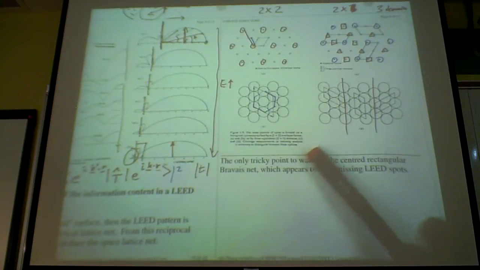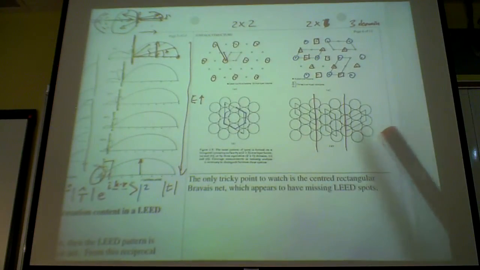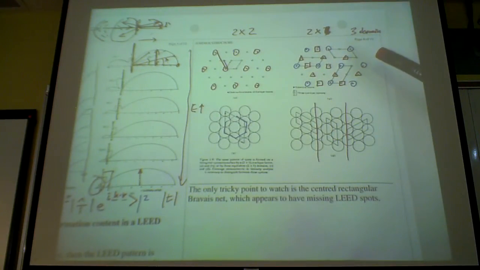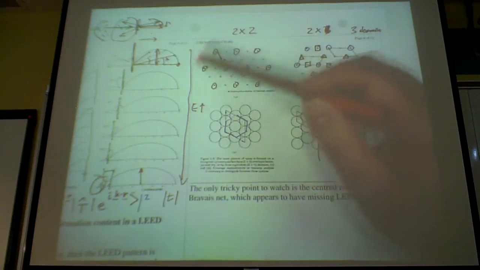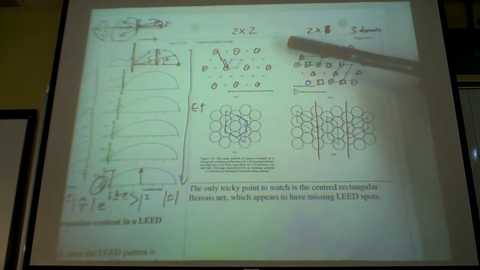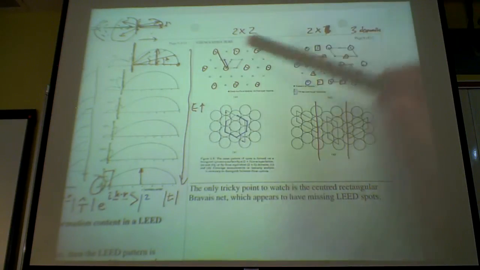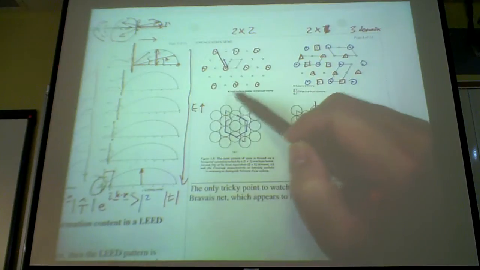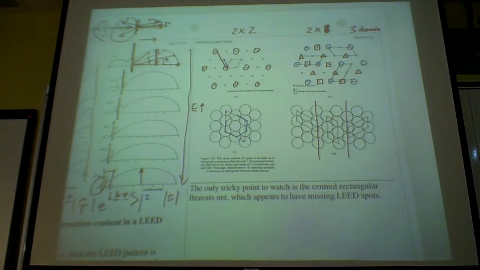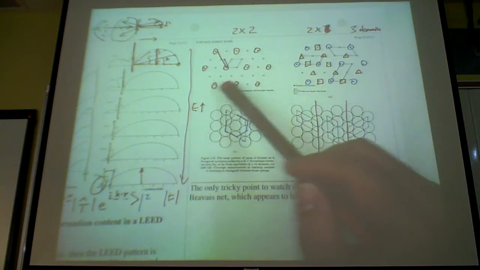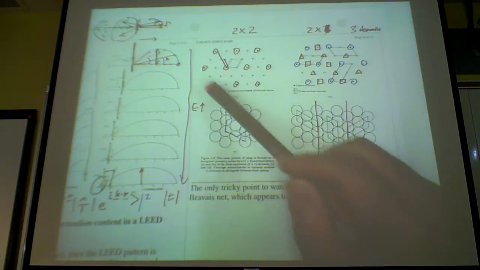So here, for example, I'll show you some tricky thing, right? So here you have my LEED pattern. Okay, so this is actually not a LEED pattern. Let's think of it as not a LEED pattern, right? What do you see? You see all these open circles. Okay, so open circles are your substrate points, your 1 by 1 spots. You can see this is a hexagonal pattern.